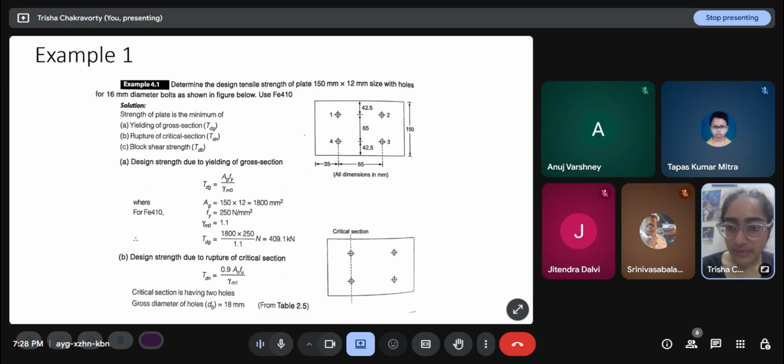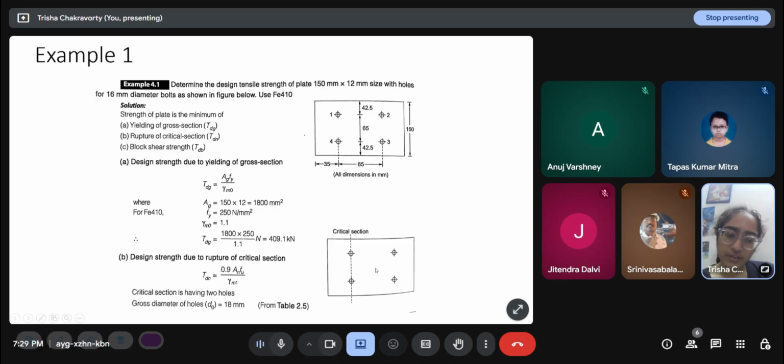Strength of the plate is the minimum of these three. So design strength due to yielding of gross section. So what is the cross section area of the gross section? 150 times 12. So Ag is 150 times 12, and Fy is 250 because we are looking at yielding, and there is a gamma, the partial safety factor, in the denominator. We know that we divide the design strength by the partial safety factor to make it conservative. So TDG is 1800 into 250 divided by 1.1 Newton, so 409 kilonewton.